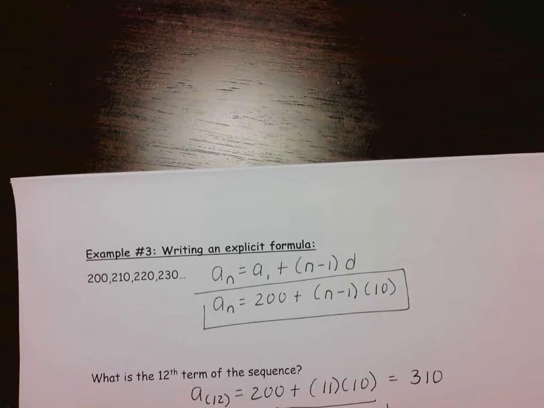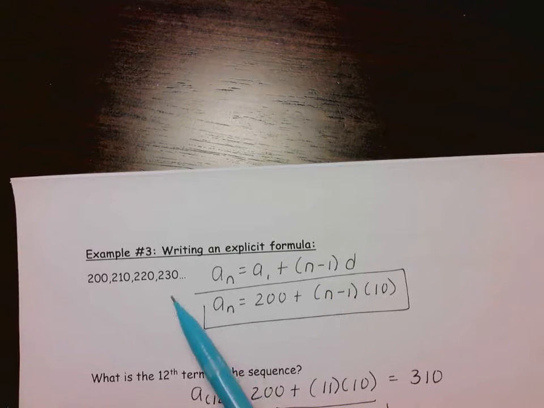Okay, now we're going to write explicit formulas, and these look a little bit more complicated, but if you understand them, they're really not. So let's go over what an explicit formula is. Here's the explicit formula, and what this is saying is the value of any desired term equals the value of my first term plus the term number right before my desired term number times my common difference.